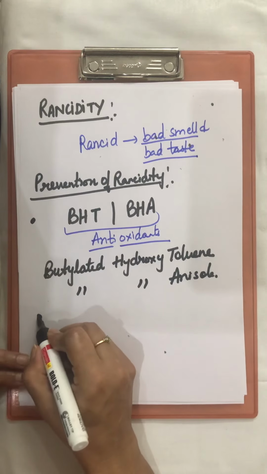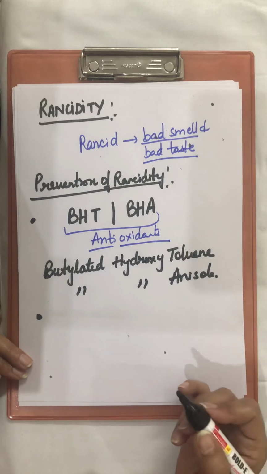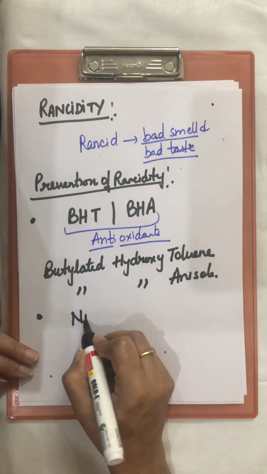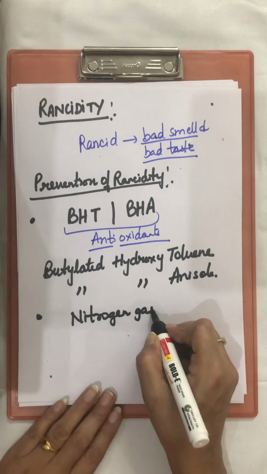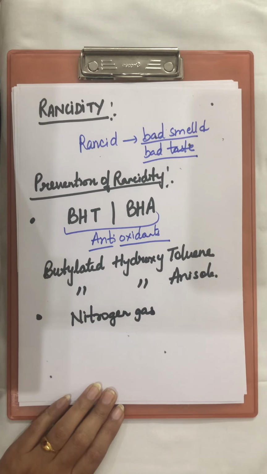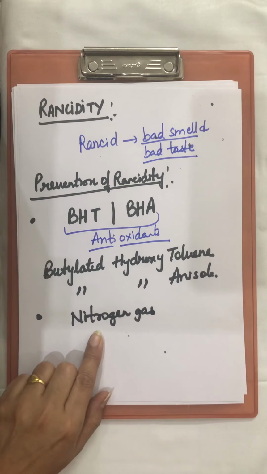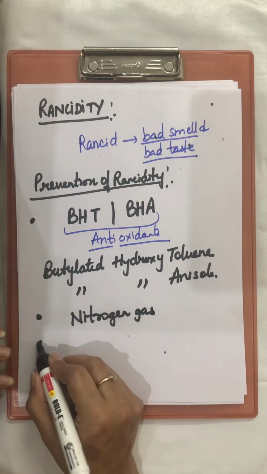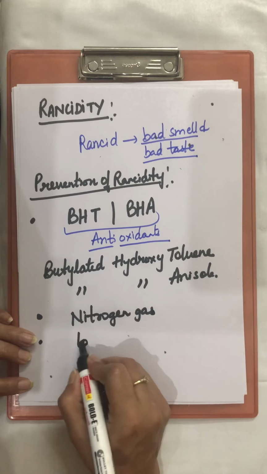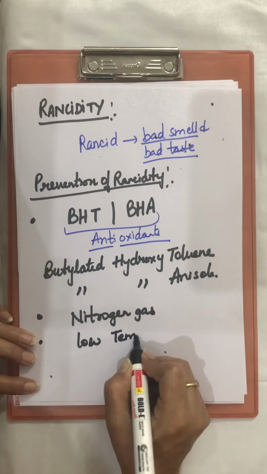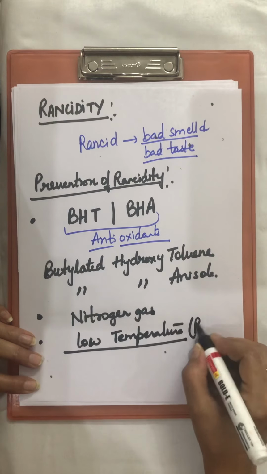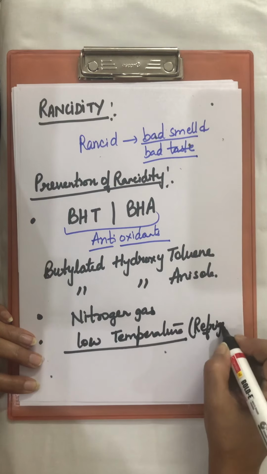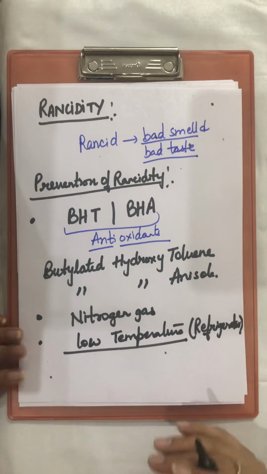Next, to packed foods like chips, nitrogen gas can be added to the packets. Nitrogen is an inert gas, so it will not attack the food packed inside. Next, we can store the food at a low temperature. At low temperature, the reaction slows down, and for that we use a refrigerator. If we keep the food at low temperature in a refrigerator, we can keep it for a longer time.